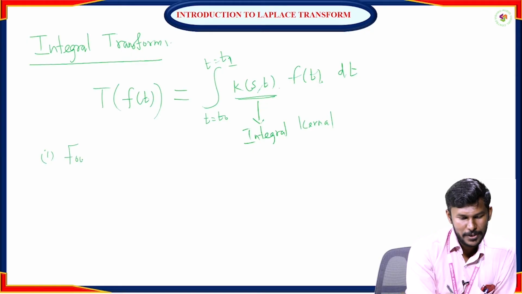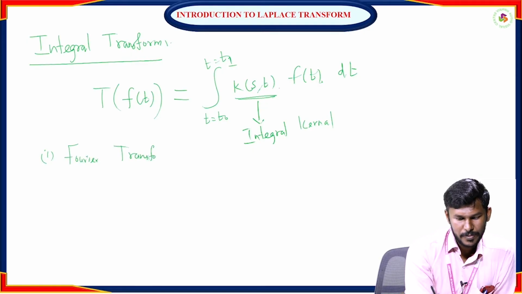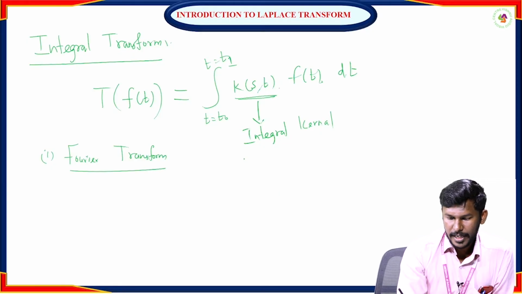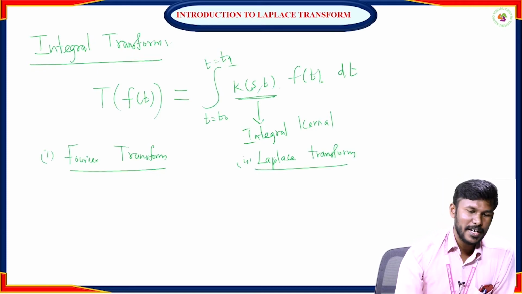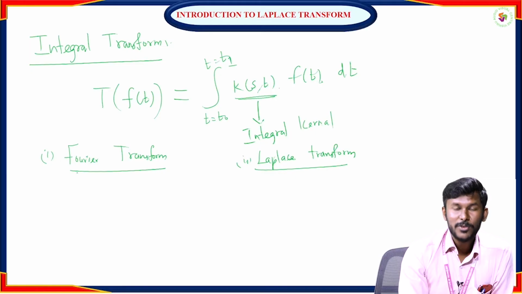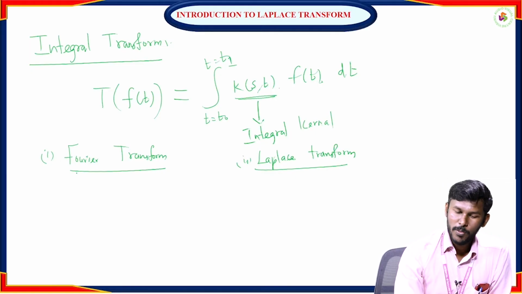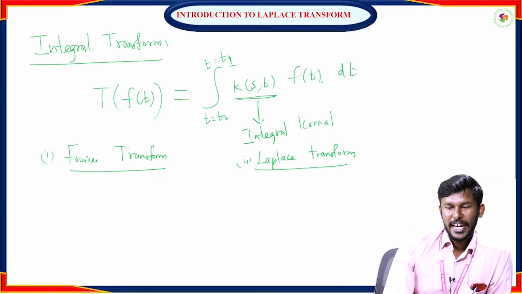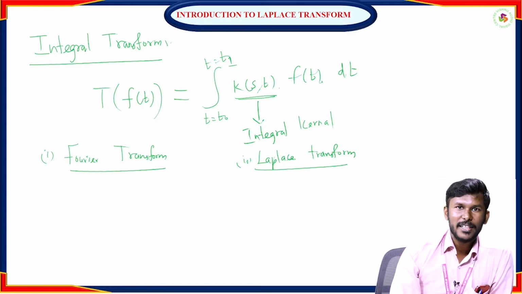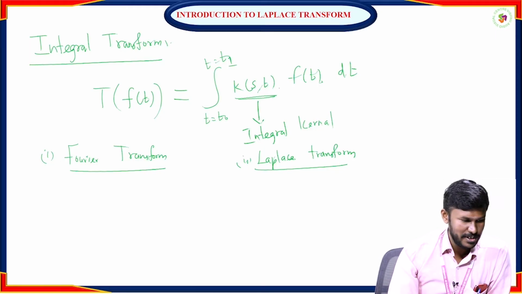One is the Fourier transform, and the second one is the Laplace transform. So what is the Fourier transform? Both Fourier and Laplace are integral transforms only, but the kernel k and also the limits will be different. They are defined differently for Fourier and Laplace.